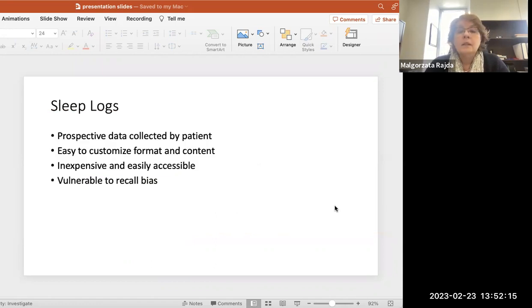And finally, the sleep logs. So I love using them. I use them with most of my patients. And in fact, most of my patients are asked to complete sleep logs before they come for their first appointment.